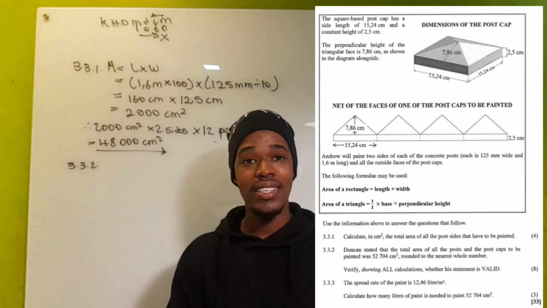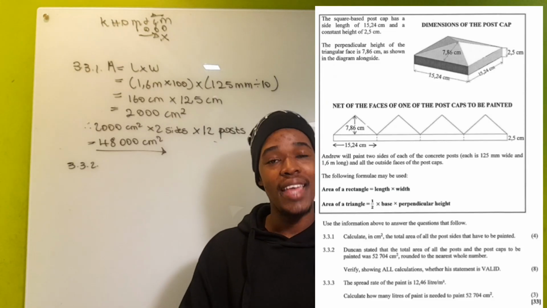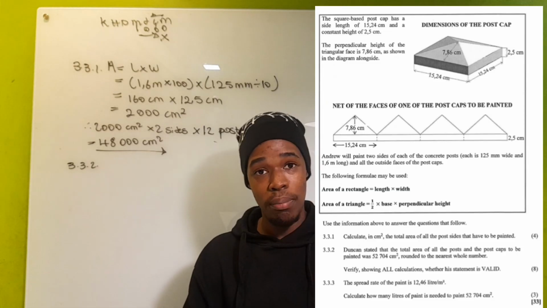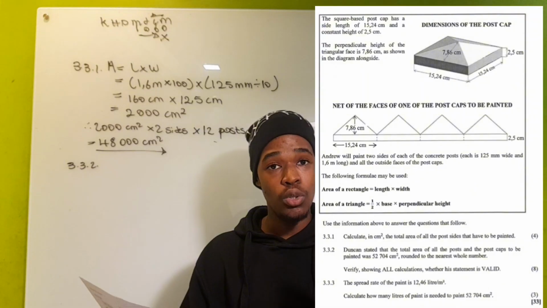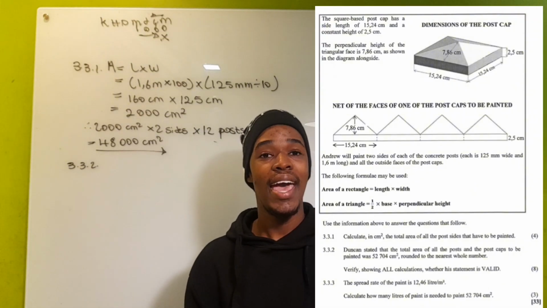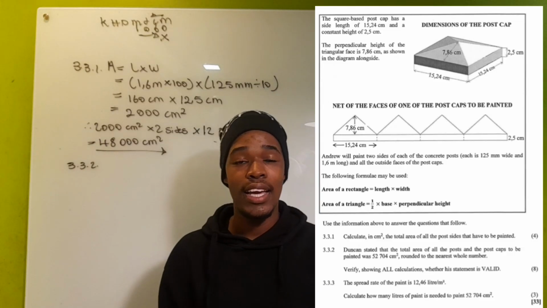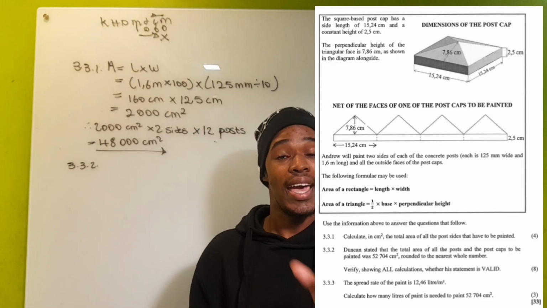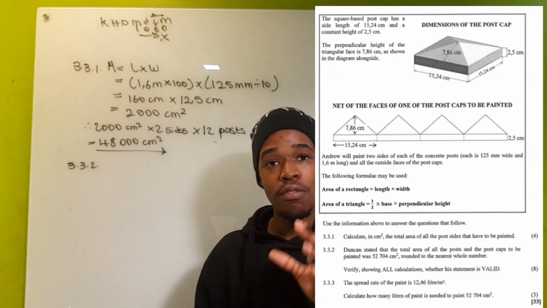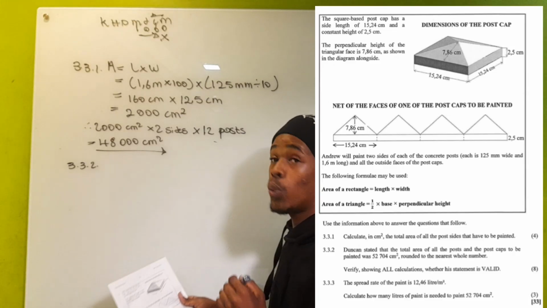So here they tell us that Duncan says that the total area of the posts and the post caps that is going to be painted is going to amount to 52,704 square centimeters. And they want us to calculate the actual area that has to be painted for the posts and the post caps to see if Duncan is telling the truth or his statement is valid. So we're going to do that.